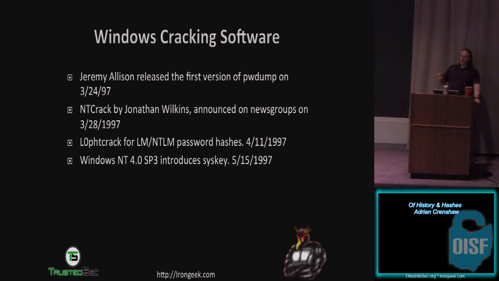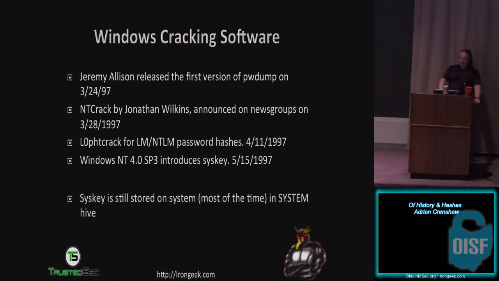Well, Microsoft noticed all this, and they issued Windows NT 4 Service Pack 3, and this introduced syskey. And this was May 15th of 1997. What it did was add an extra layer of encryption on those SAM files where the password hashes were stored, so you couldn't just dump them out directly with PWDump. Sort of. PWDump was later modified so that if you had root privileges, you could still dump them out because you could still get the syskey.